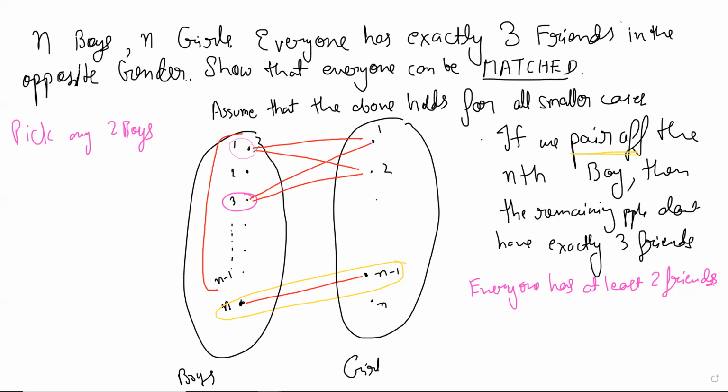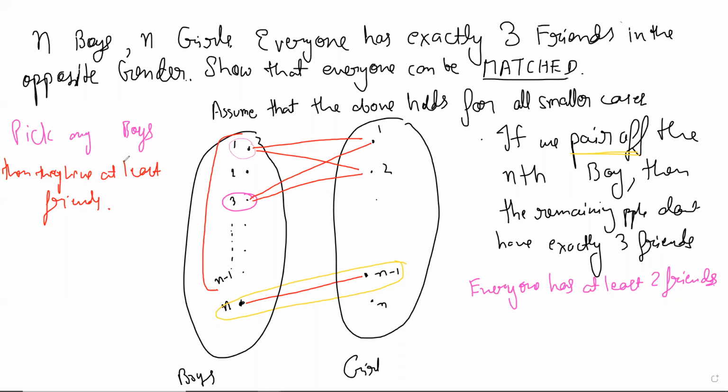And let's say the third choice they have is n minus one, which is now not available, right? Which is now not available. And so in total, they only have two friends in total. They have to manage with two friends. Okay. But if it is any two boys, then they have at least two friends in total, even after deleting the nth boy and one of his partners. This you can try to think and convince yourself.